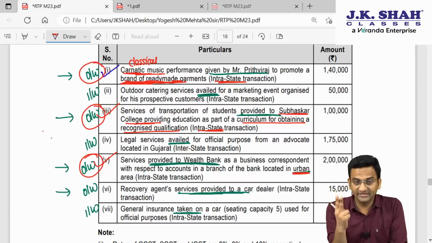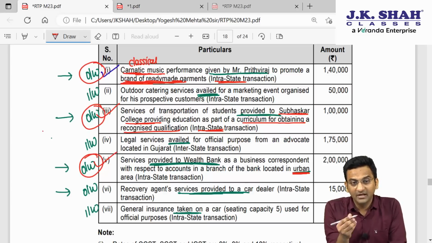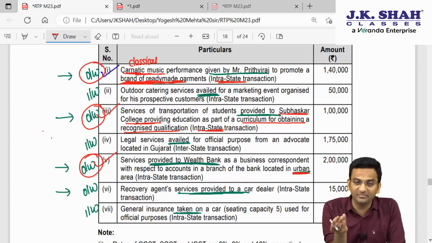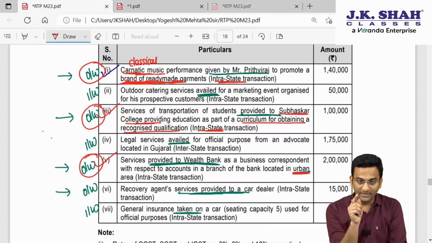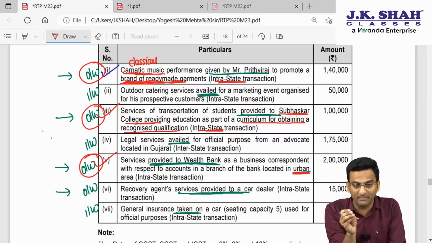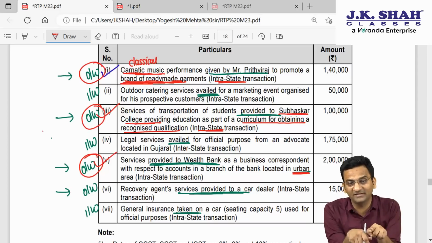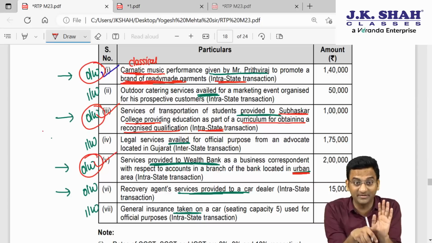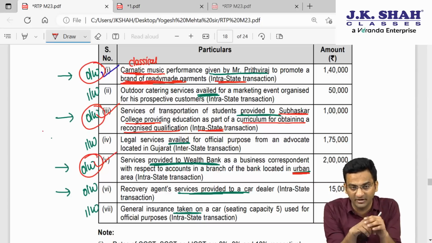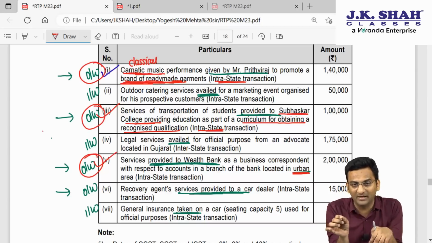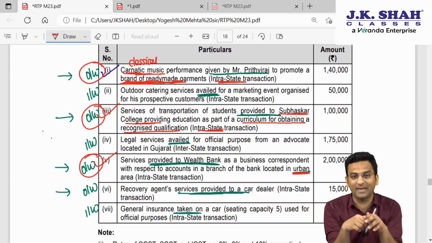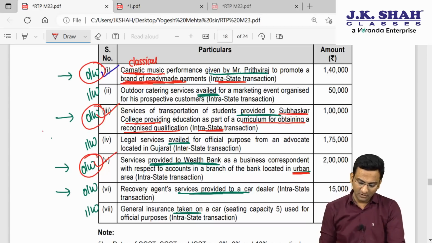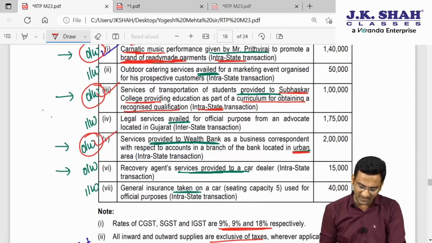That is the first point. Second, whether RCM is applicable or not. In this case, services are provided to the bank. So who is providing these services? Mr. Prithviraj. And who is Prithviraj? He is a business correspondent to the bank. If you do remember, friends, agent to business correspondent, it will be taxable and RCM is applicable. But business correspondent to bank, it is taxable, but FCM is applicable. FCM and not RCM. So again, FCM is applicable and it will be taxable.